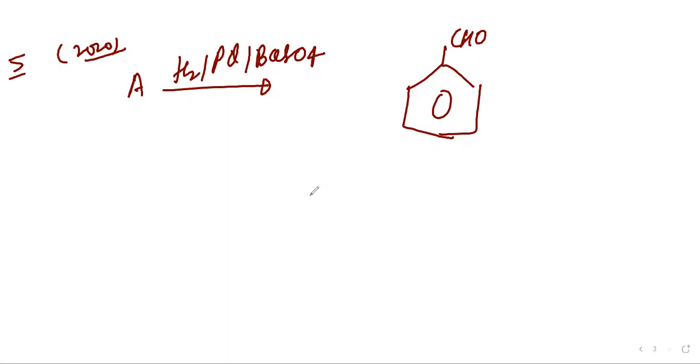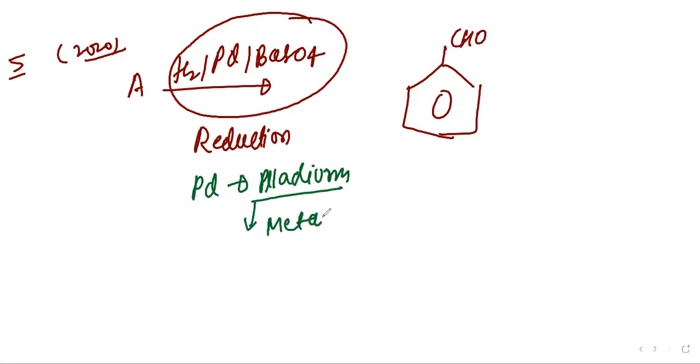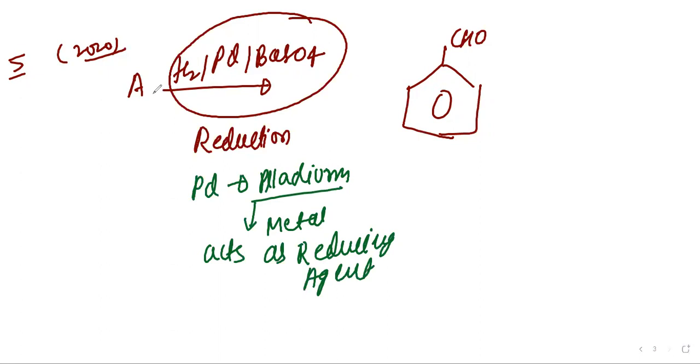So when this reagent is used as a catalyst, it will do the reduction. Hydrogen is used with palladium, Pd for palladium. Pd is nothing but palladium, with double L. This metal acts as a reducing agent, right? So A will be the benzoyl chloride.